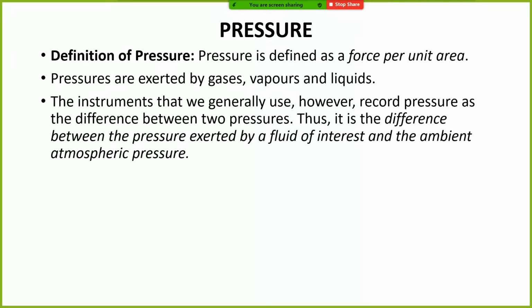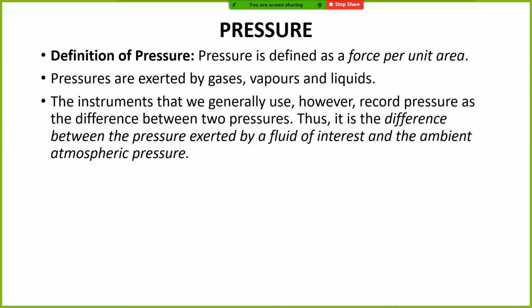If I want to measure the pressure of a gas and the pressure gauge gives 1 bar, it is a gauge pressure. If I want to convert that gauge pressure into absolute pressure, then I have to add atmospheric pressure to the gauge pressure. Then the total pressure will be 1 plus 1.01325 bar. It will be 2.01325 bar. The absolute pressure will be 2.01325 bar.